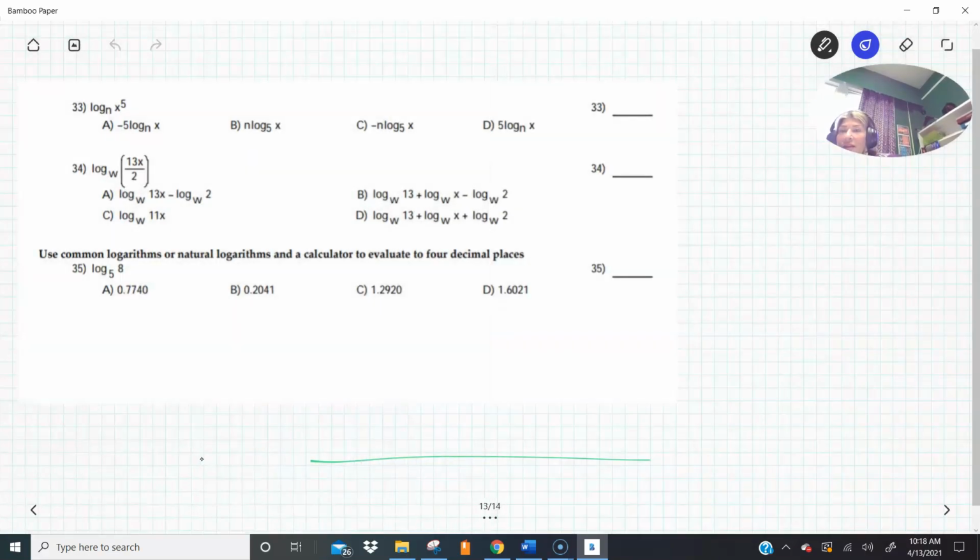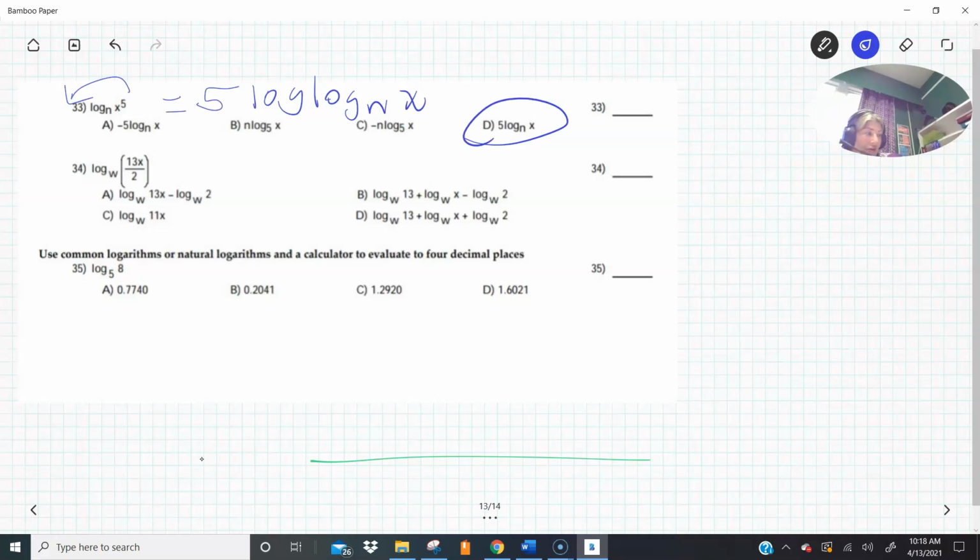33. They ask us to expand it. This is a power. To expand it, the power goes in front, and that's the only difference. So we move the power into the front place. 5 times the log base n of x. So the answer is D for number 33.